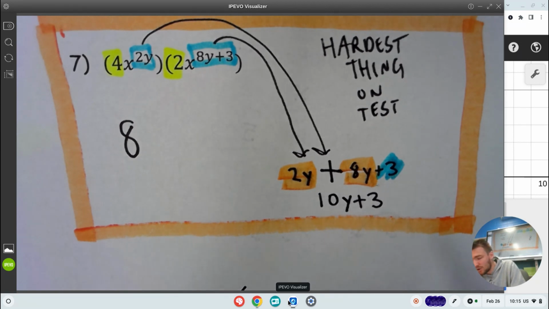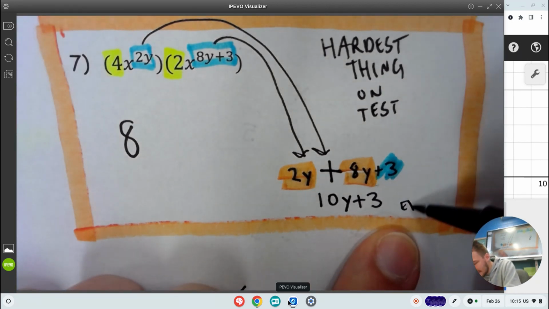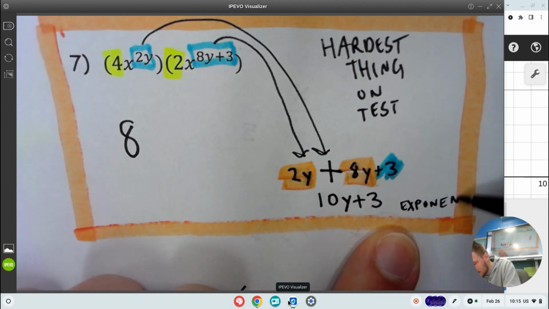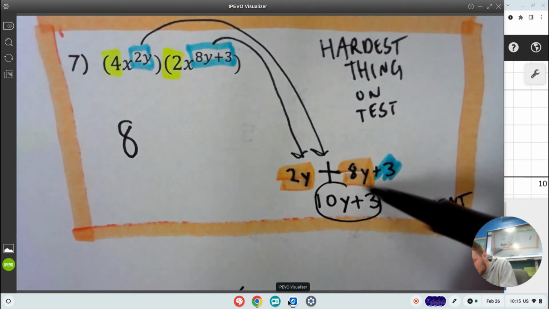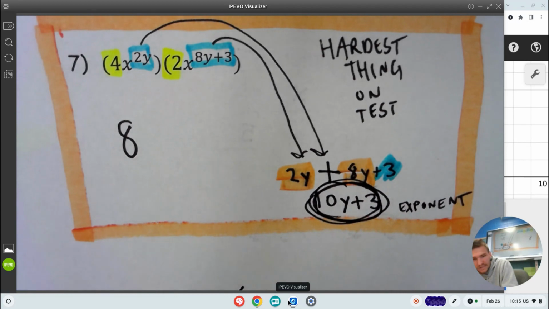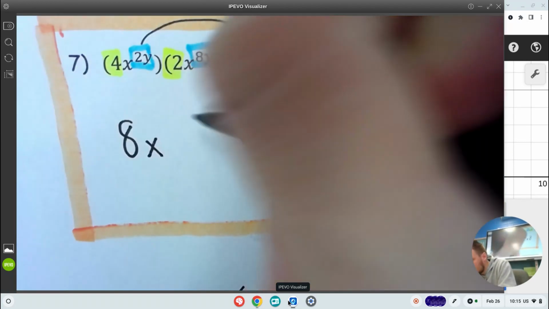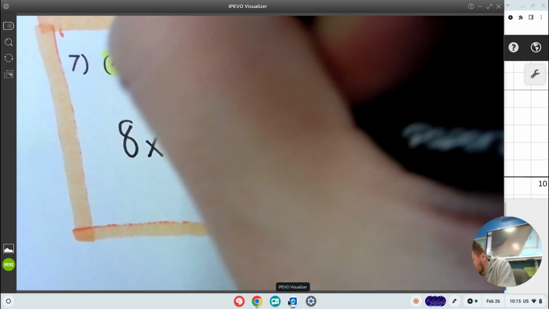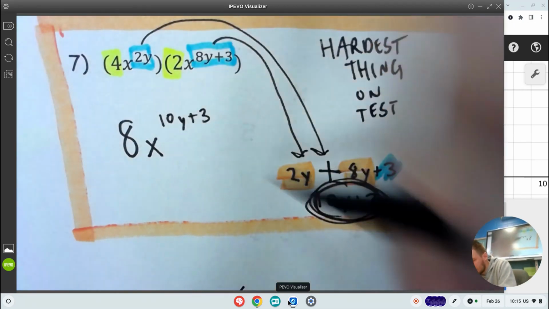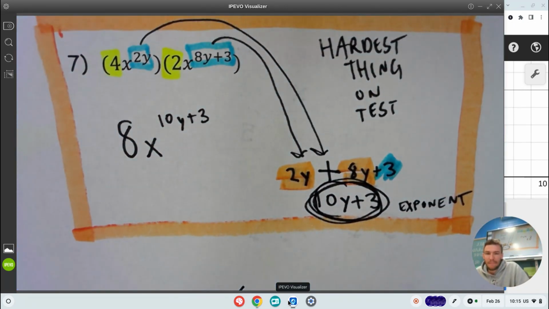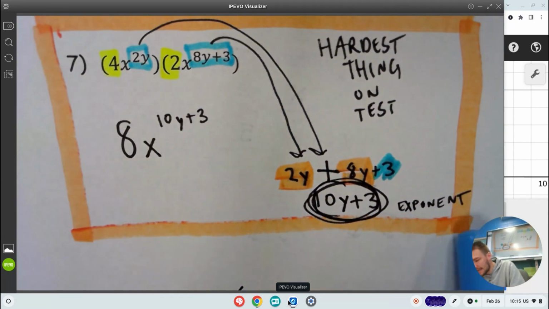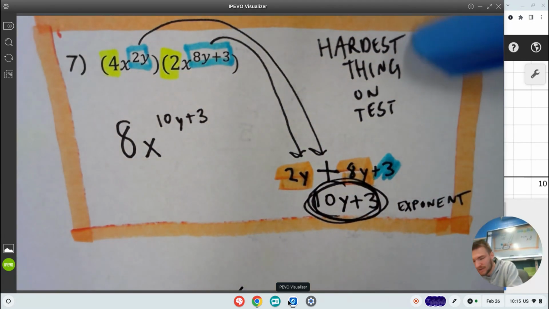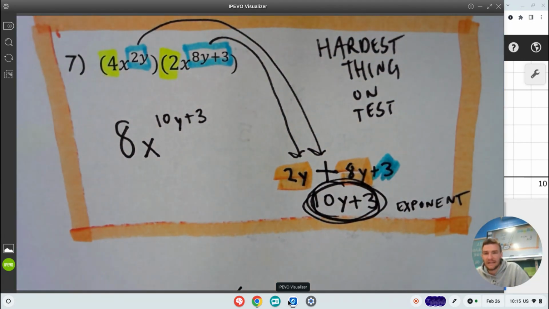Now, what we're left with right here, this is the exponent. Okay, so we're going to take all of this, 10y plus 3, and we're going to say the exponent is 10y plus 3. I know it's considerably more weird than the rest of the questions. I gave it a big outline. I literally wrote on here, hardest thing on the test. But the reality is, you're just going to add these two things up.